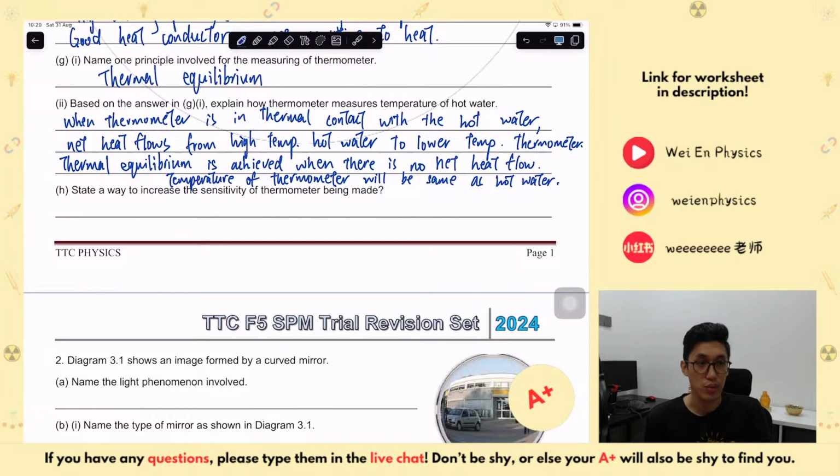State a way to increase the sensitivity of thermometer being made.